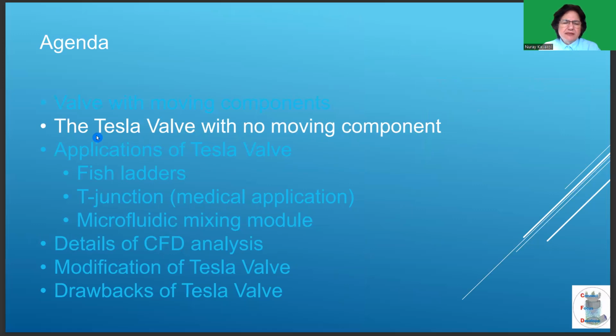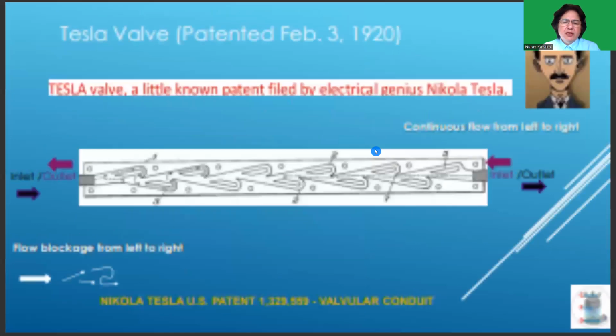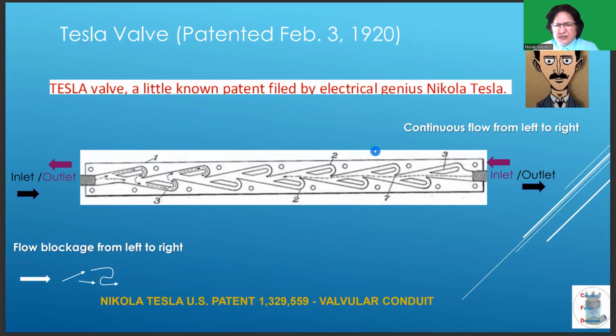Now starts the Tesla valve, which has no moving components. Nikola Tesla is known as an electrical genius, but he had very good hydraulic knowledge. So this is the Tesla valve. Pay attention to the date he patented this apparatus: 1920. Almost 100 years, more than 100 years ago. These are the numbers. If you type Nikola Tesla US patent with this number, you will see the details of this Tesla valve patent. So I will try to explain what it is.